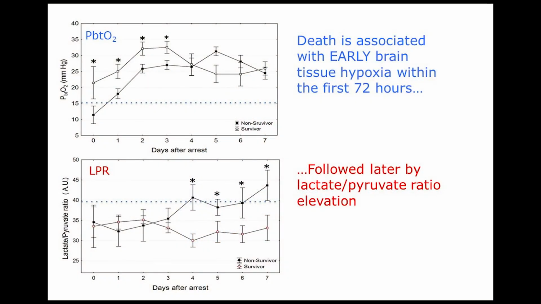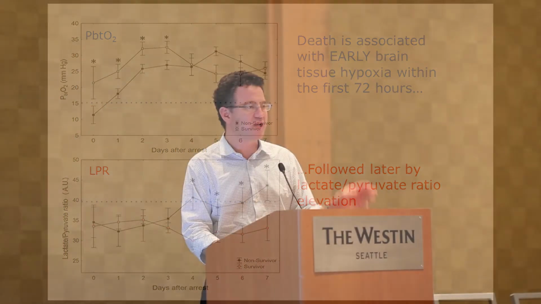And then just this data, which is unpublished, showing that when you look at non-survivors on the bottom compared to survivors, the PbTO2 or brain tissue hypoxia is most severe in the first day, and then less severe in the second day. So it's that earliest day, those first hours, really where we see the most physiologic derangement, and probably where a lot of that battle is being won and lost.